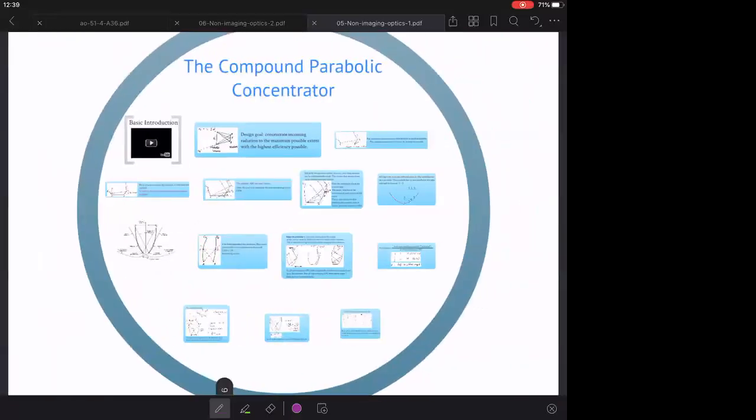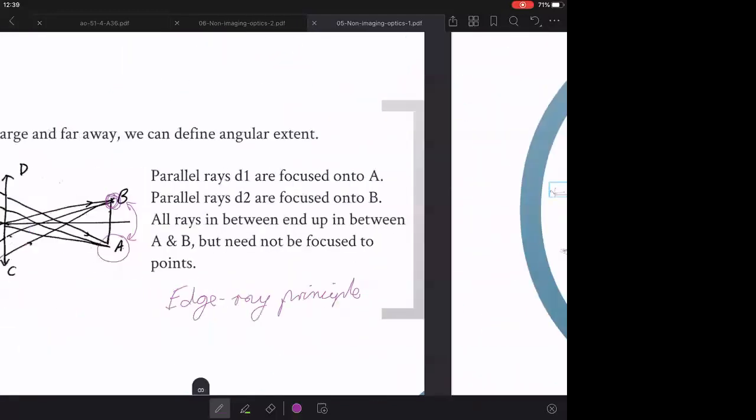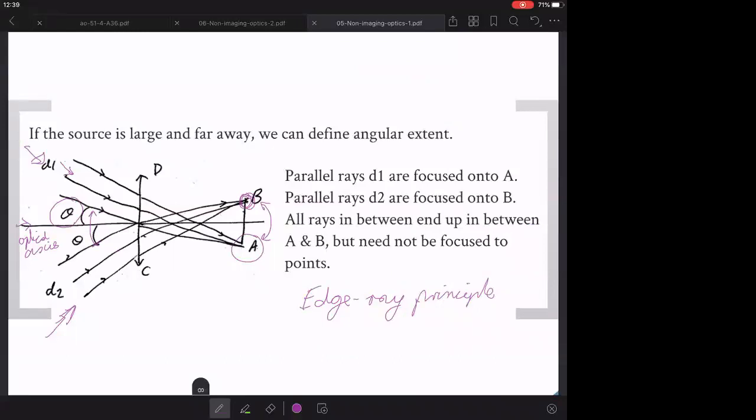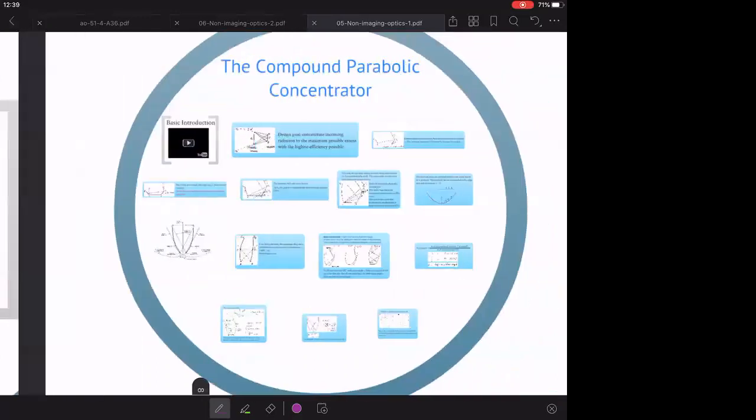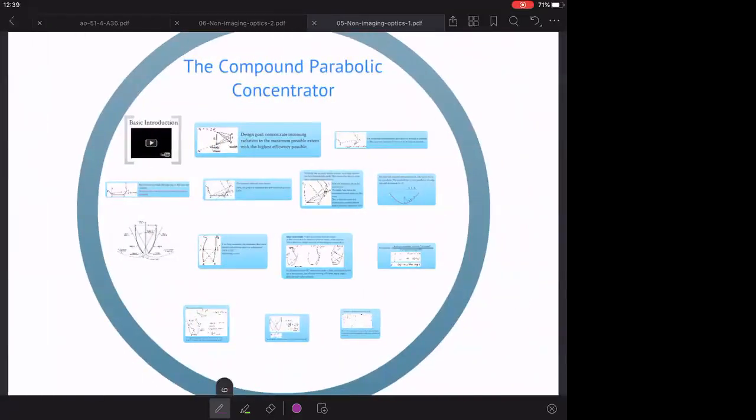I will post a paper about all this also, so it'll help you to follow. I'm going to talk more intuitively, but there's some math behind it, which I will post on the website. Okay, so the edge ray principle is a very basic idea that is used to design non-imaging optics. And one of the most important forms of non-imaging optics that we will come back to again and again is something called the compound parabolic concentrator. So we will refer to this many times. It's also referred to as CPC, just by its acronym.